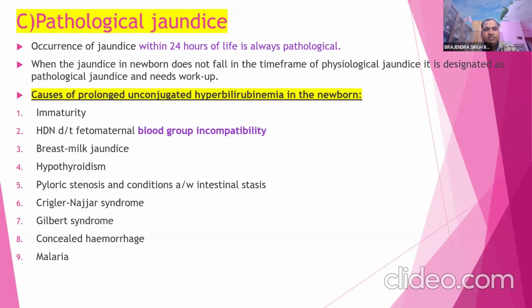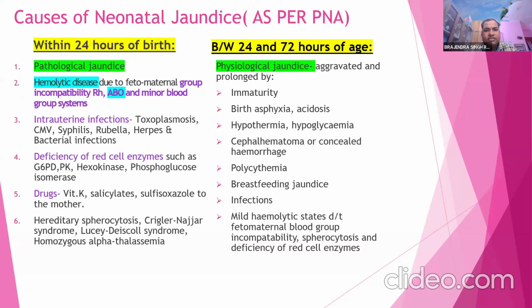Jaundice occurring within 24 hours of life is always pathological, and jaundice in a newborn that does not fall in the time frame of physiological jaundice is designated as pathological jaundice. So the simple thing is, jaundice is pathological when in the first 24 hours or not following the time frame of physiological jaundice. The common causes of pathological jaundice are immaturity, hemorrhagic disease of newborn or fetal-maternal blood group incompatibility, breast milk jaundice, hypothyroidism, pyloric stenosis. The lower ones are rare causes.